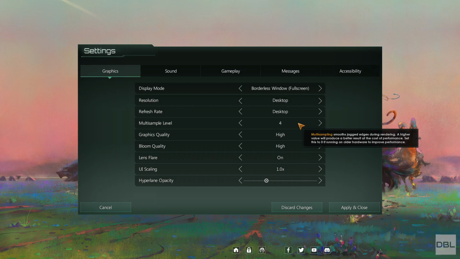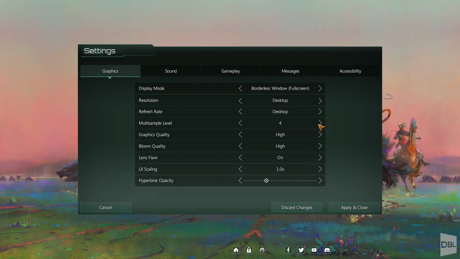Multi-sampling smooths jagged edges during rendering. A higher value will produce a better result at the cost of performance. Set this to 0 if running on older hardware to improve performance. What can it go up to? Oh, it's 0, 2, 4, or 8. I don't know. Let's just see how it runs. I'm running on a 1070.